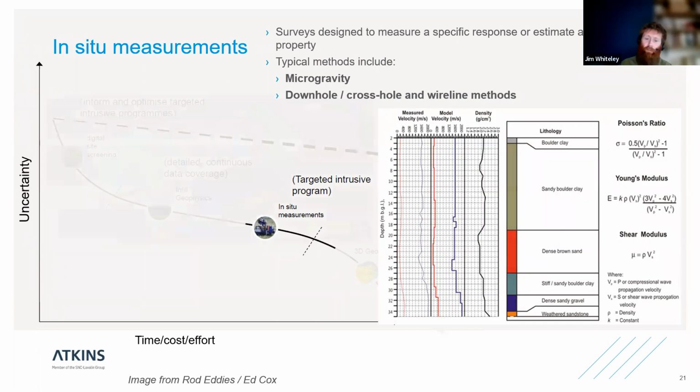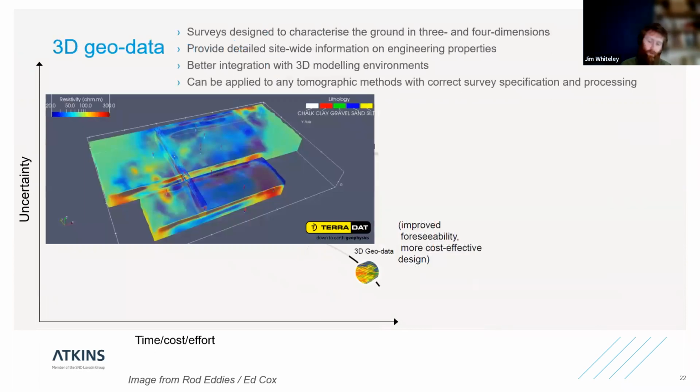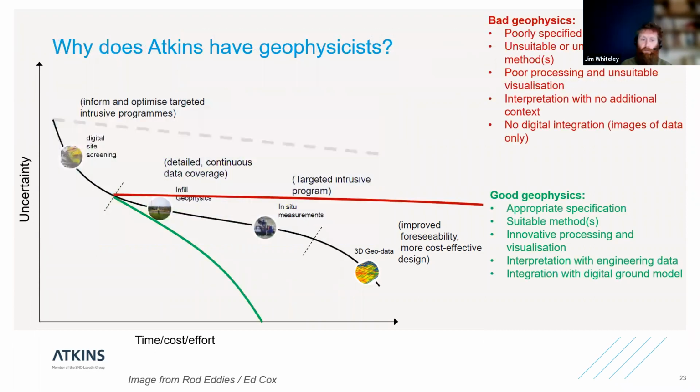And then finally on this graph, what we've got here is what the authors have called 3D geodata. And I think this is where my interest lies. This is basically using tomographic methods, so again, things like electrical resistivity and seismic refraction, to get a three-dimensional image of the ground. So rather than thinking in terms of two-dimensional profiles, we're now looking at three-dimensional volumes of data. And most things you can do in 2D, you can do in 3D with the right setup, with varying degrees of effort.